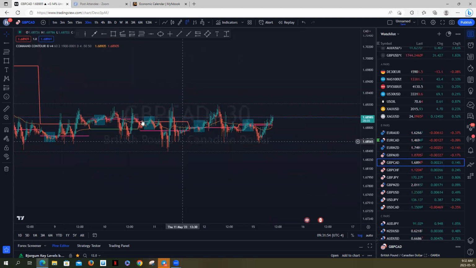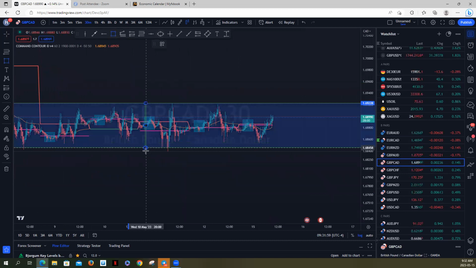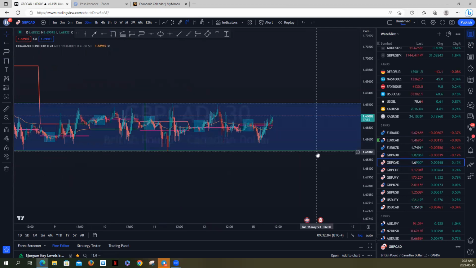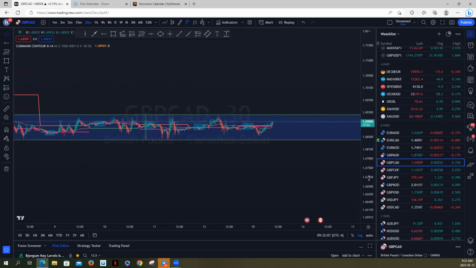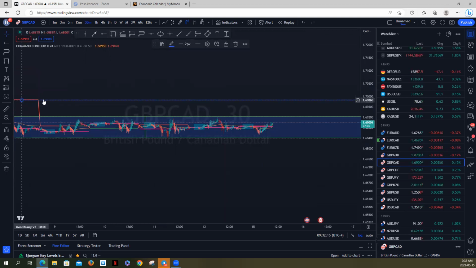See, all these areas is consolidation, this whole area. Whole area is consolidation. So we just get prepared. That's it. That's all we do. We get prepared.